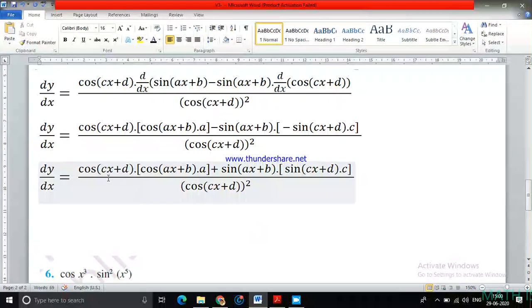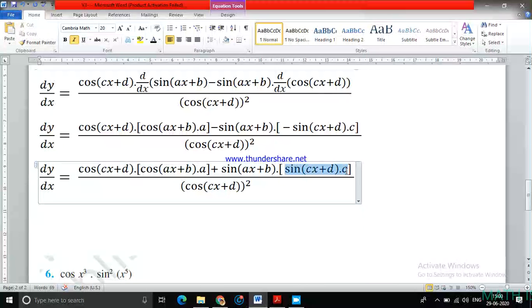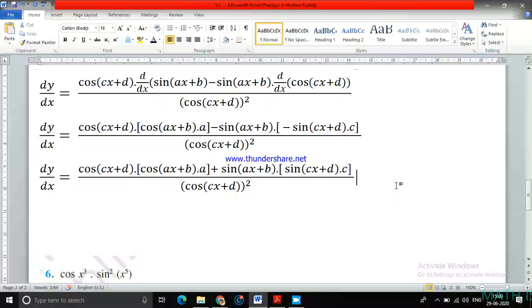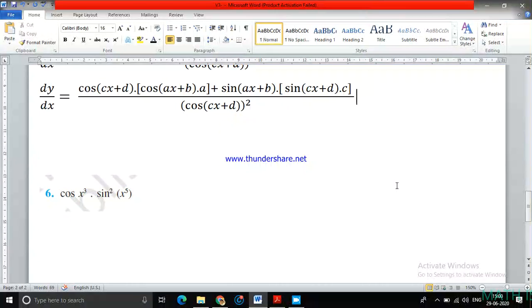Do you think any further simplifications are there? It looks like cos A cos B + sin A sin B. There is a formula, but here the multiplication is with a, and here the multiplication is with c. So I cannot apply cos A cos B + sin A sin B, which is the cos(A - B) formula. So this is my answer. There is no further simplification, so you can leave the answer here itself. Okay, let me take the next example, which is the multiplication formula.